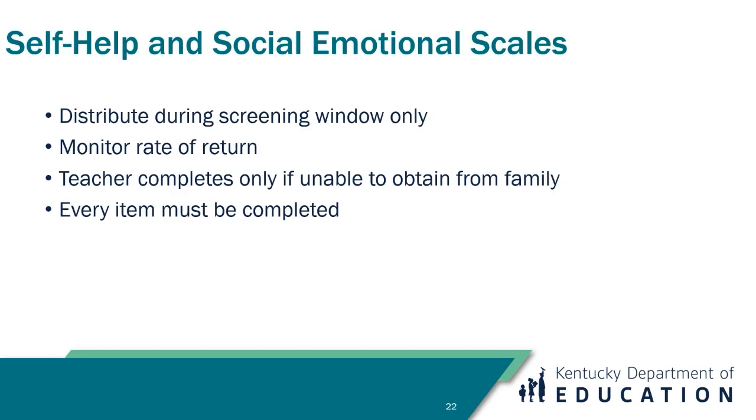Let's take a moment to review the self-help and social-emotional scales. You can provide the self-help and social-emotional form to parents, or you can complete the self-help social-emotional scales through interviews if you think that will be more productive. The script is in your training manual. Keep a list of those students that haven't returned this, as it is important to administer this during the window. If after multiple attempts to collect, you still don't have this form, the teacher may complete it. Please ensure that each item must have a response when entering it into the online management system.